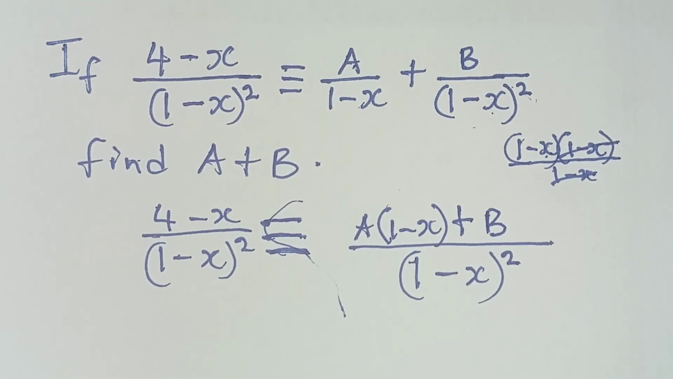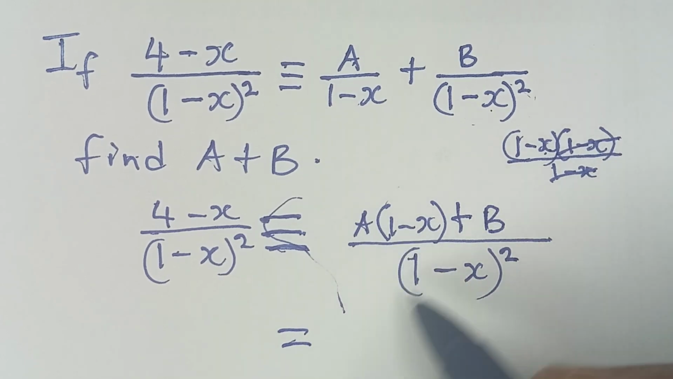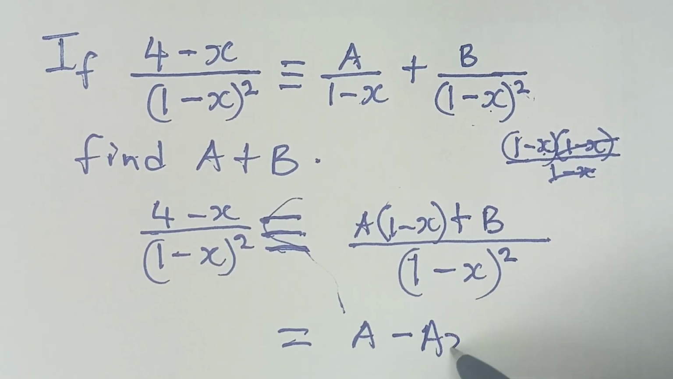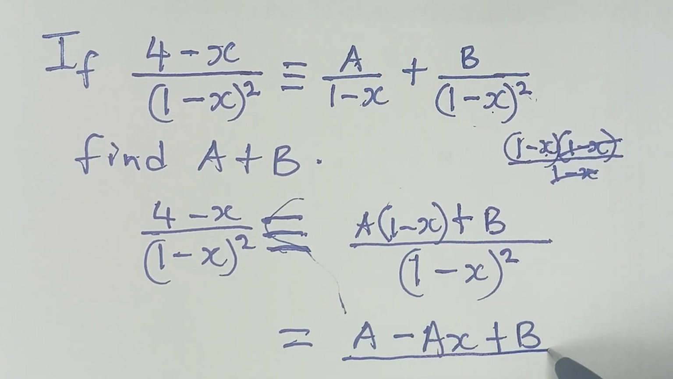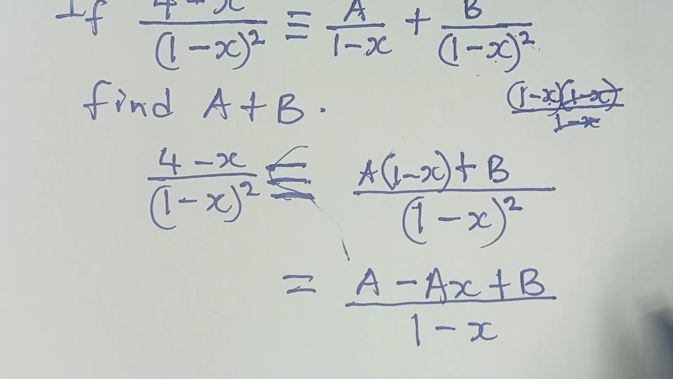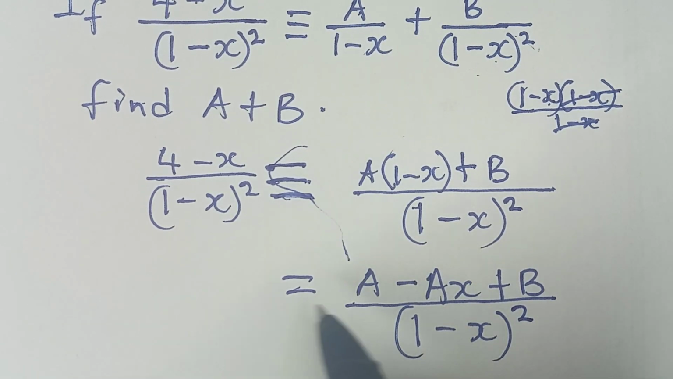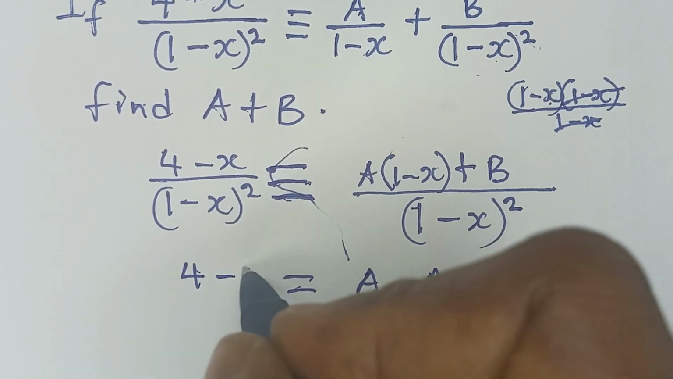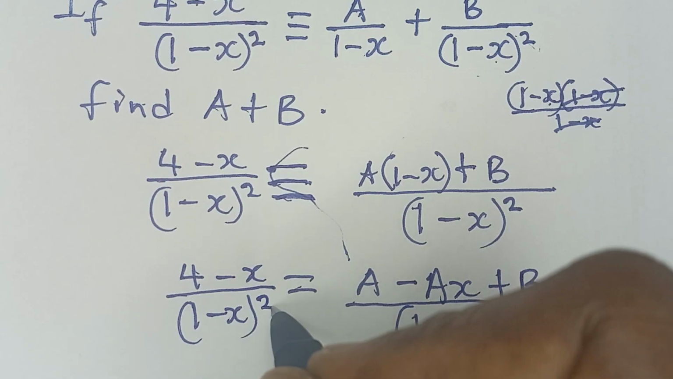So now what I can do is to expand this part. So that will give me a multiplied by 1 is a. Then a multiplied by negative x is negative ax. And then plus b, all over (1 minus x) all squared. And then don't forget our left-hand side remains (4 minus x) all over (1 minus x) all squared.